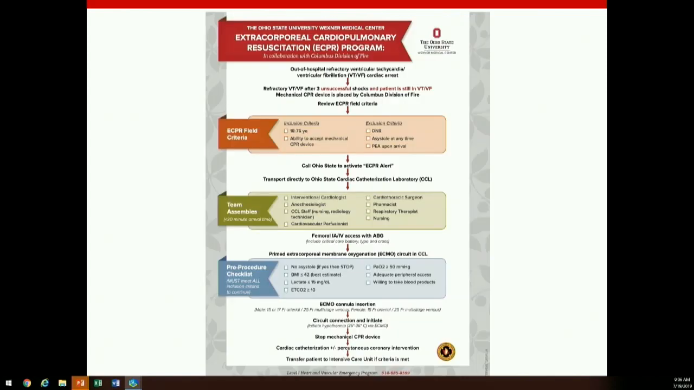And here's our protocol. This is a multidisciplinary algorithm that was developed with interventional cardiology, cardiothoracic surgery, cardiac anesthesia, our perfusionists, and of course the Columbus Fire Department. It looks pretty simple. It has all the steps from the field to the cath lab to ECMO to the ICU, but I will tell you this took months and months of preparation and multiple meetings. It was difficult at times to come to consensus about what the criteria were going to be. And we had dry runs. Every single person was assigned a role for efficiency, so things can run smoothly.